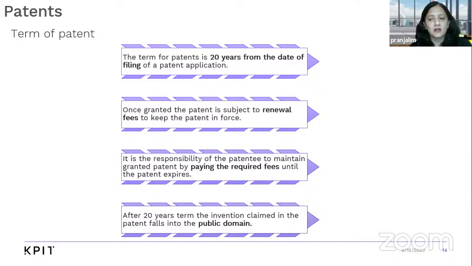Once a patent is granted, then it is subject to renewal fees so that your patent is in force and remains valid. So every year you are supposed to pay certain renewal fees to continue your patent application. Again, it is the responsibility of the patentee to maintain the patent application and ensure that it is in force and valid and active by paying the required fees every year. And like I mentioned earlier, after 20 years, your patent application will fall into the public domain.